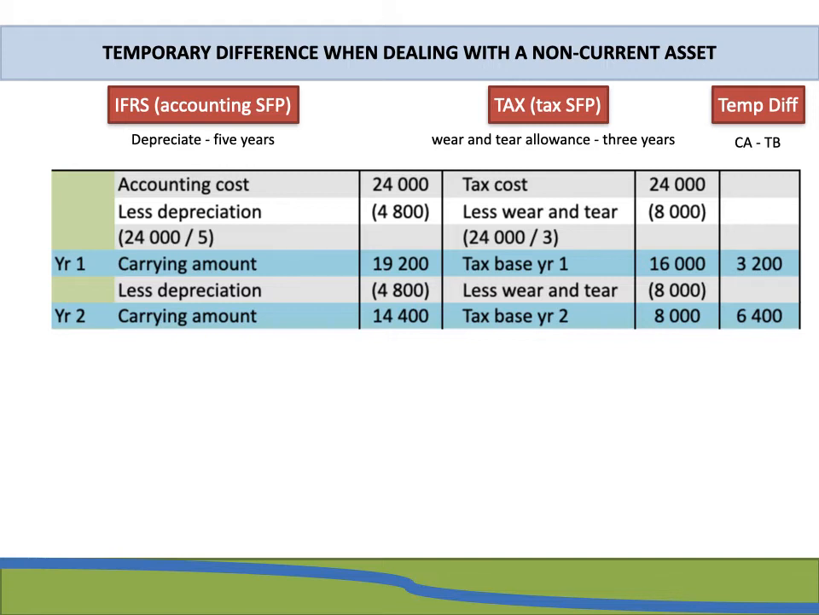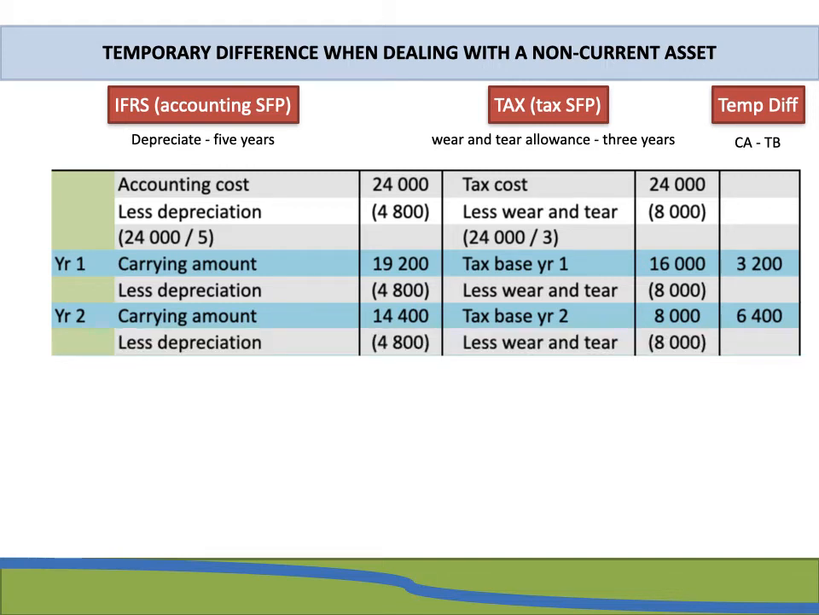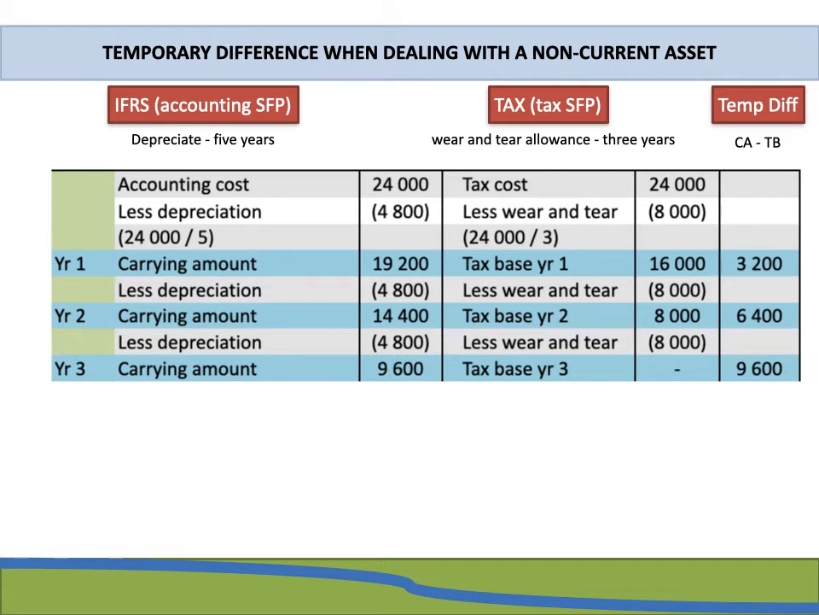So for year 3, we will have a carrying amount of 9,600, whereas our tax base for year 3 is 0. Now, we can only claim wear and tear allowances for 3 years, meaning that when you get to the end of year 3, this could be a little test for you, because when you get to the end of year 3, your tax base should be 0. Because you cannot claim anything else in future. You've already claimed everything, so nothing is deductible anymore.